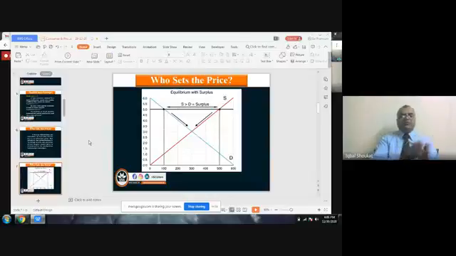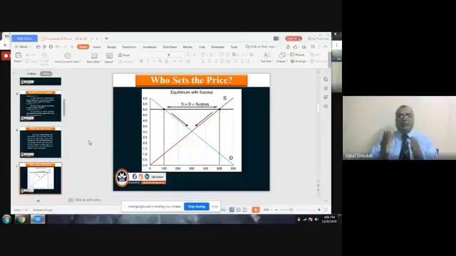Supply and price are positively correlated. When the price goes up, the supply will increase, and vice versa. In case of demand, the demand is negatively or inversely correlated with the price level. As the price goes up, demand goes down, and when the price goes down, demand goes up. There is an inverse proportion.